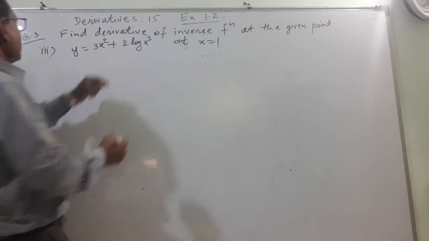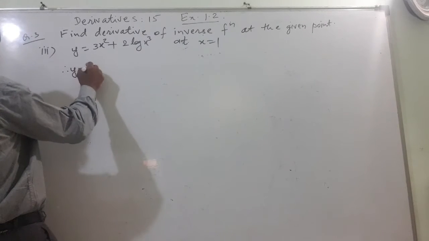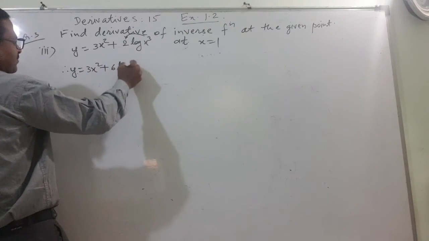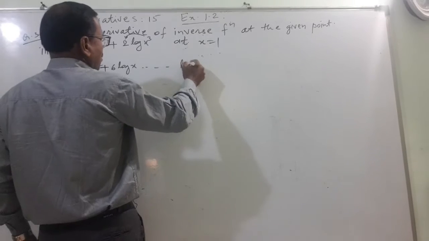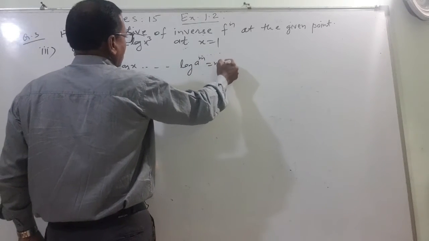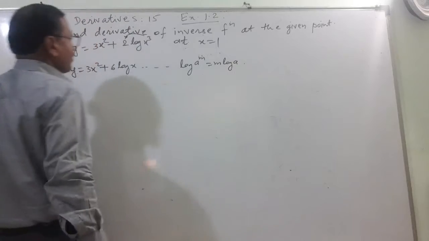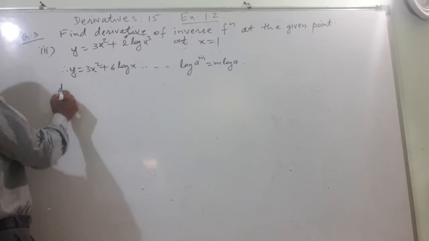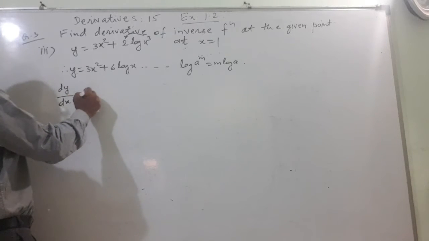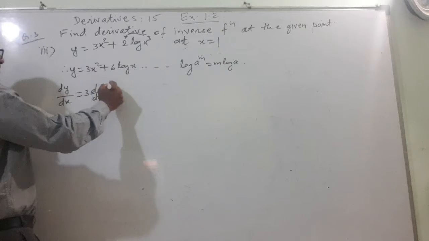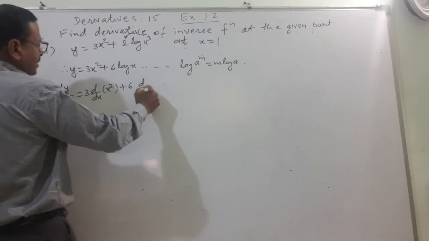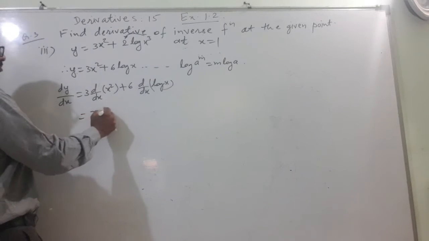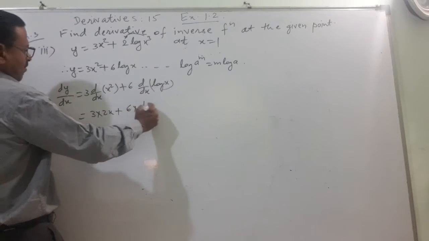If you want to simplify this, I can simplify this. Y is equal to 3x square, this m will come here, so plus 6 log x. You know the reason: log of a raised to m is equal to m log a. And particularly remember that the base is e here, it is not stated. Now dy by dx is equal to 3 into d by dx of x square plus 6 into d by dx of log x. That is equal to 3 into 2x plus 6 into 1 upon x.